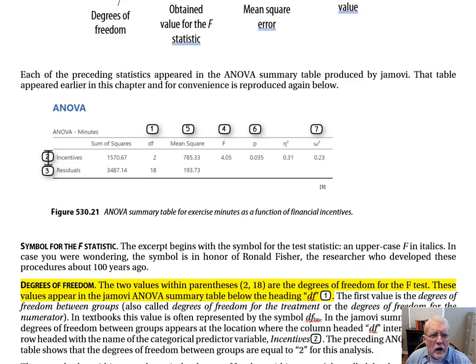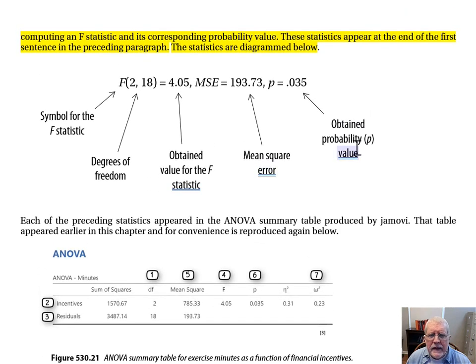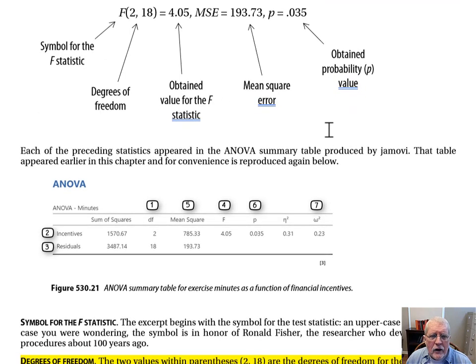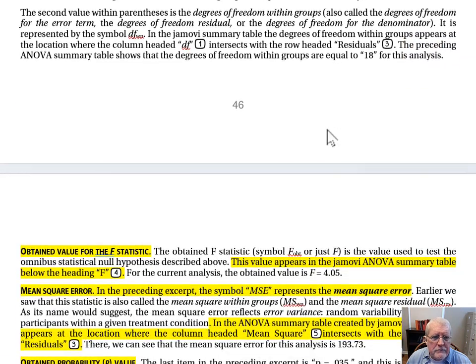Name of my independent variable, incentives, my obtained p-value for the omnibus statistical null hypothesis. The obtained p-value is 0.035. Earlier, we talked about how that's smaller than 0.05. That's how we know we had a significant omnibus treatment effect. Where does it go in my write-up? For the end of the sentence, the obtained p-value is here. P is equal to 0.035. So I have filled in this last part of the sentence, which had been diagrammed.